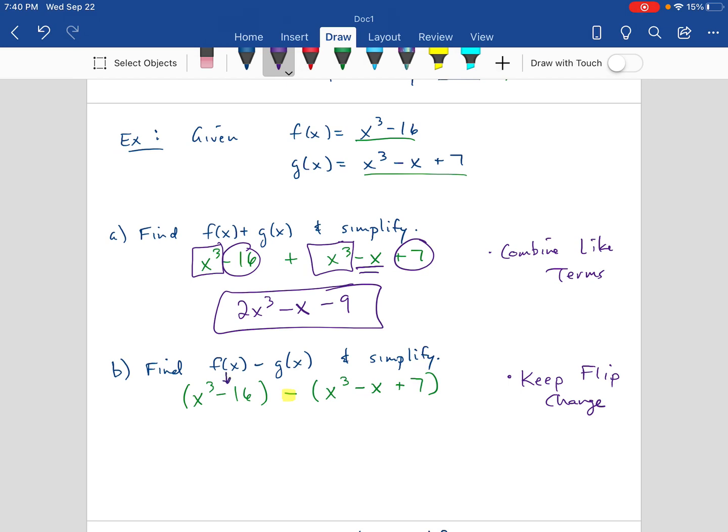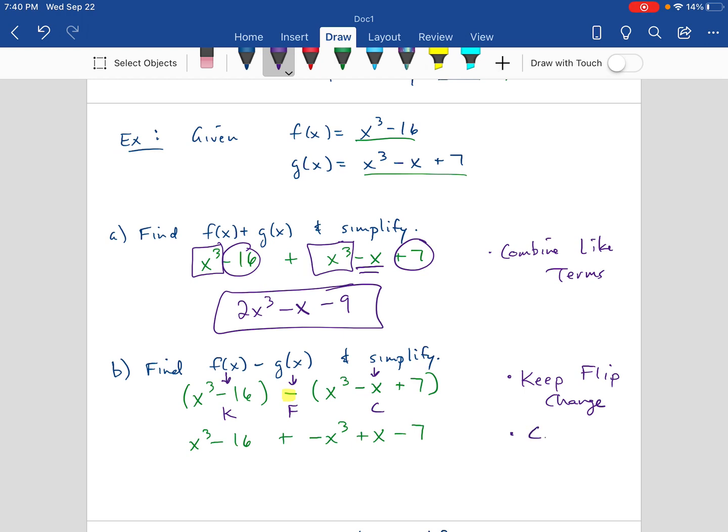What that means is that I am going to change this function or manipulate it a little bit so it's easier for me to combine like terms later. The first part is going to stay the same. That's my keep part. I'm going to flip that minus to a plus, and I'm going to change that second function to the opposite. So this will become x to the third minus 16, that stays the same, plus this x to the third will become negative x to the third. This minus x will become a plus x, and this plus 7 will become a minus 7.